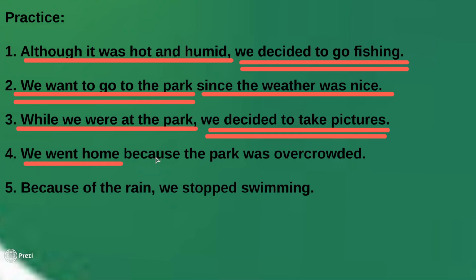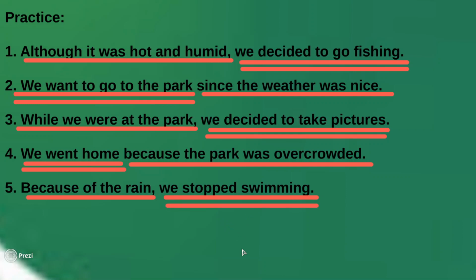Now you can see here the subordinating conjunction because. And this because is a subordinating conjunction because the park was overcrowded, that it cannot stand alone. It does not make sense. Because the park was overcrowded, it does not make sense. Therefore, this is what we call a dependent clause. And finally, because of the rain, you can see here again the subordinating conjunction. And together with it until the comma, it's a dependent clause. And we stop swimming, that's our independent clause. Remember this, most of the time, independent and dependent clauses are separated by commas. As you can see in number 1, number 3, and number 5, they are separated here.